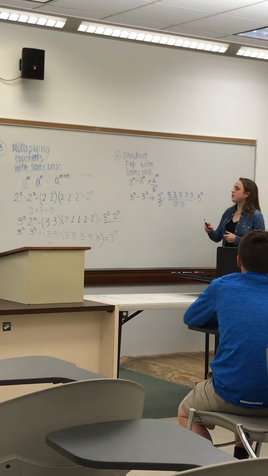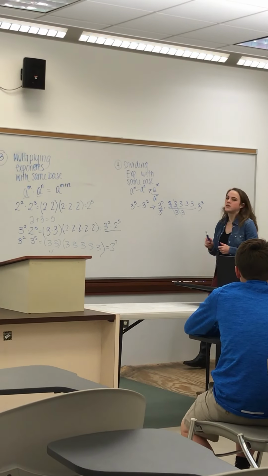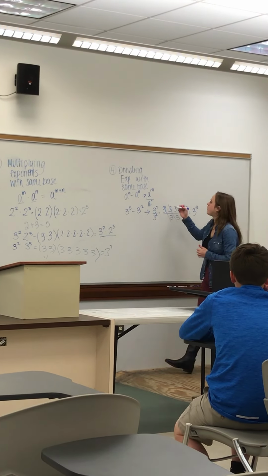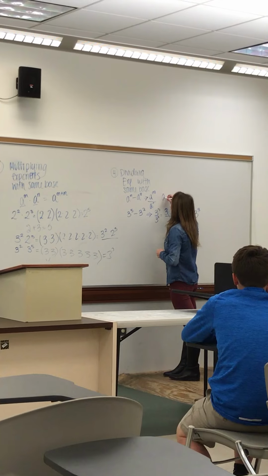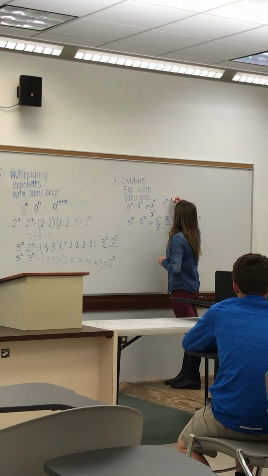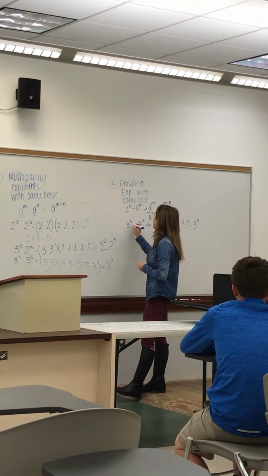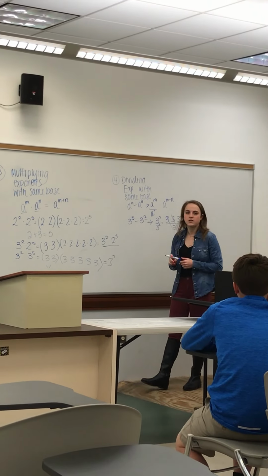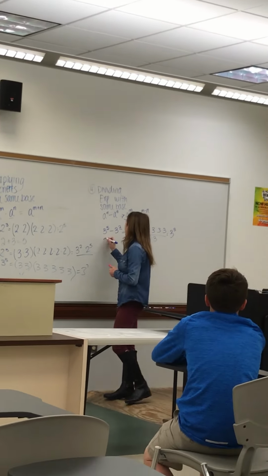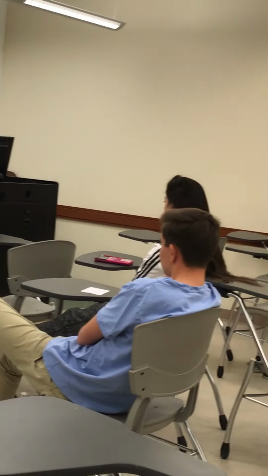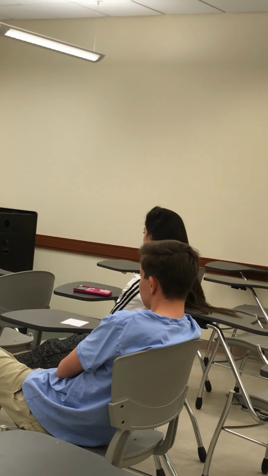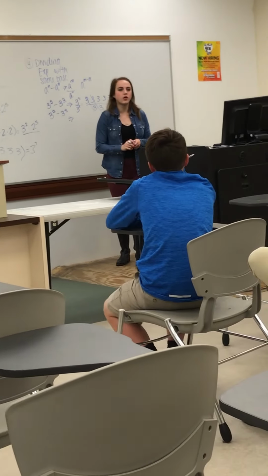Okay, so what did we do with the 5 and the 2 to get the 3? Subtracted. Perfect. So it is a to the m minus n. Now in this one, this number was bigger than this, correct? Okay, let's look at it if it's the other way around. So 3 squared divided by 3 to the 5th. Who wants to try and work it out on the board?